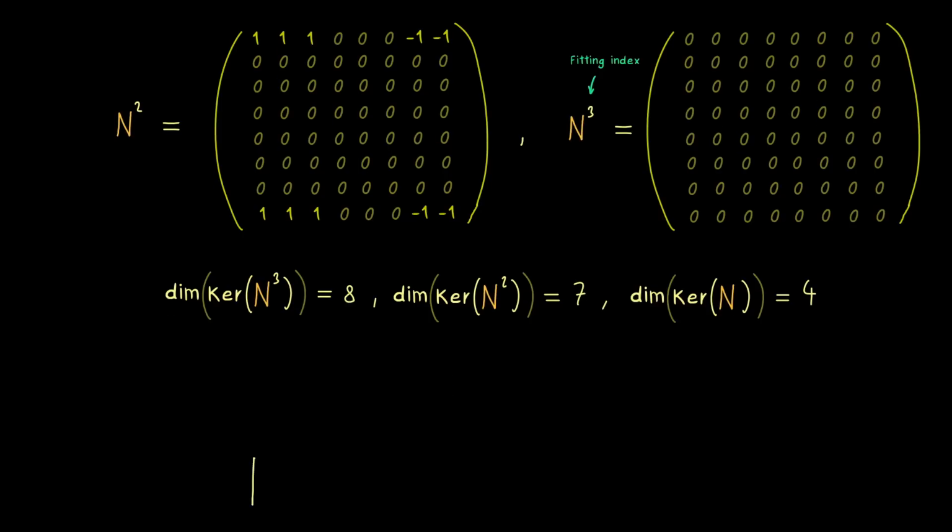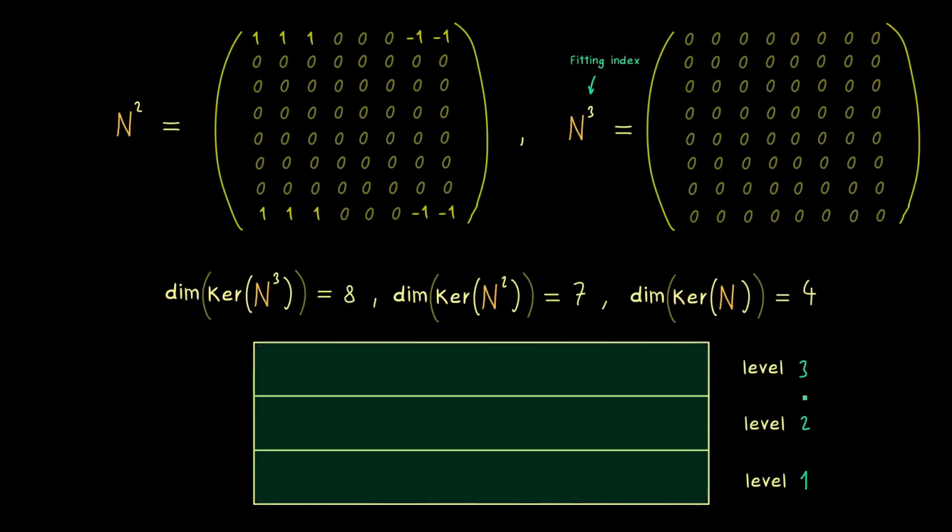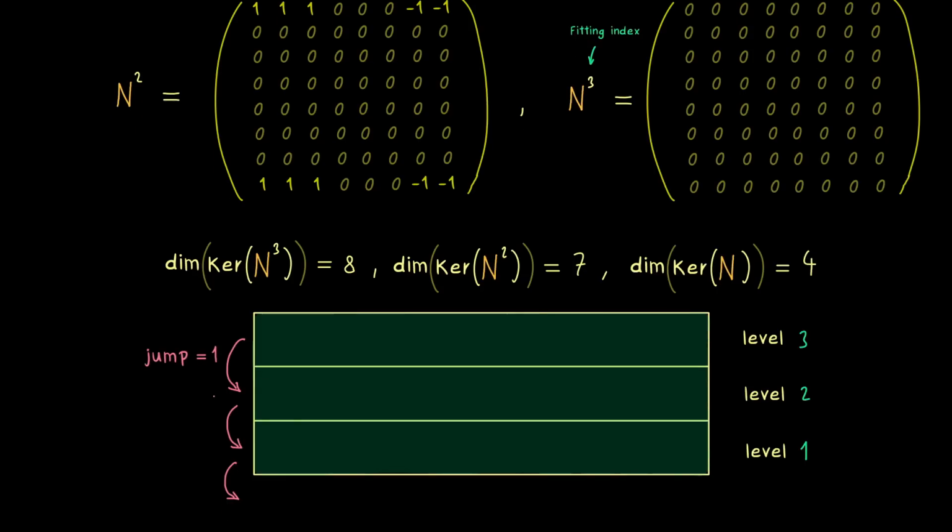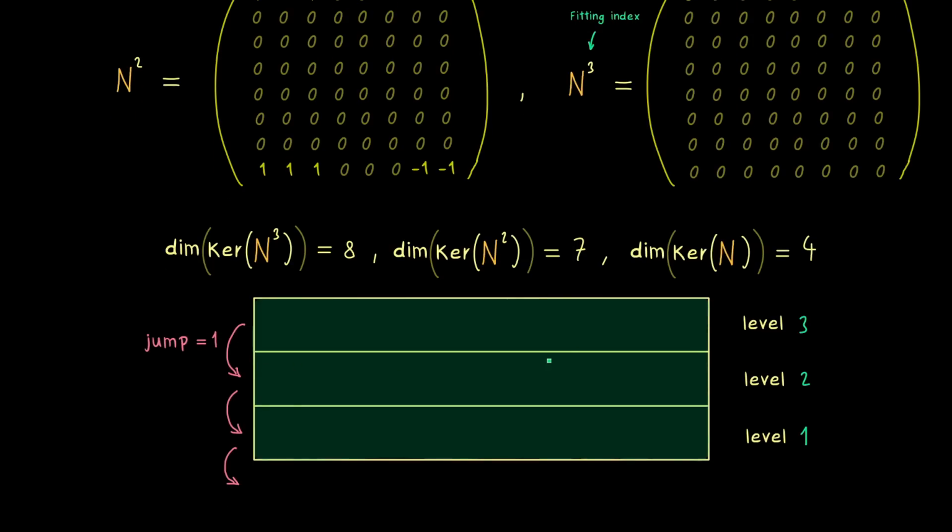So as before, we can see that we have exactly 3 levels. On the third level we have the dimension 8, then on the second level dimension 7, and on the lowest level we have the eigenspace dimension of 4. However, to fill in the picture correctly, we need to know the jumps from one level to the lower one. Indeed, the size of the jump tells us how many vectors we have in the given level.